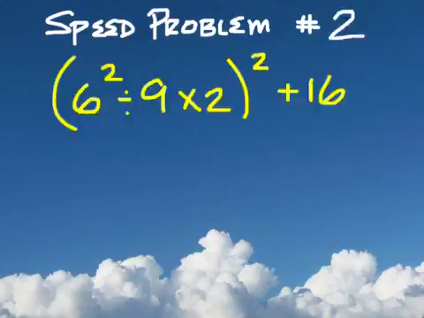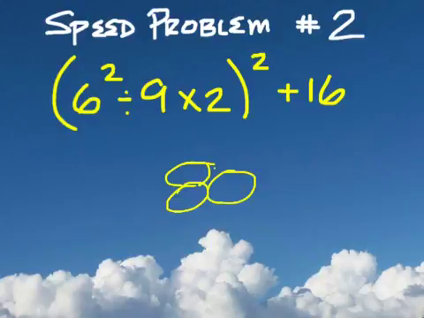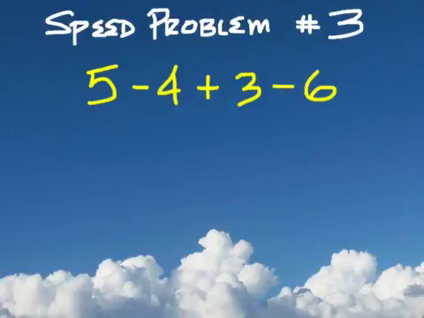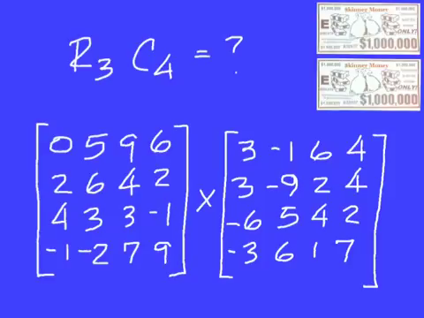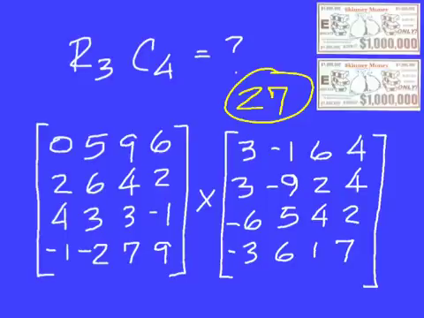Answer is 51. Answer on this one is 80. Answer is negative 2. Practice number 3. This one is a 4x4. You have to change the dimensions and type in both of these matrices. Row 3, column 4 is what I need. The answer should be 27.